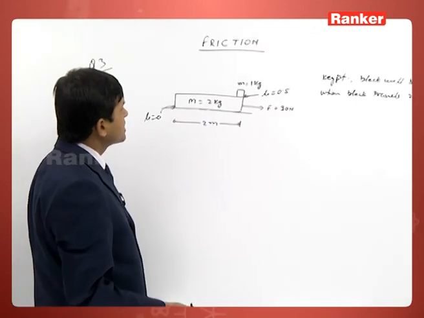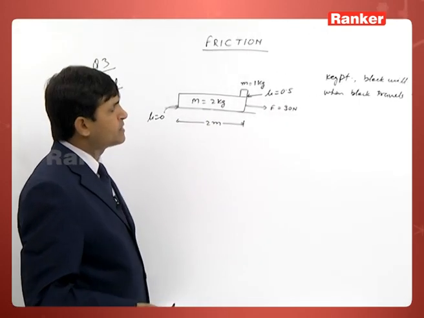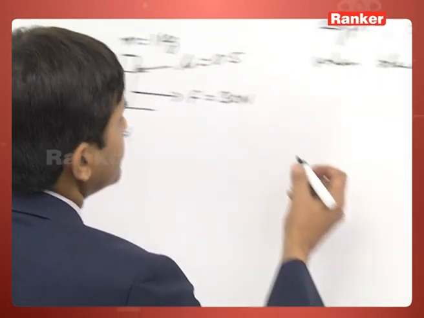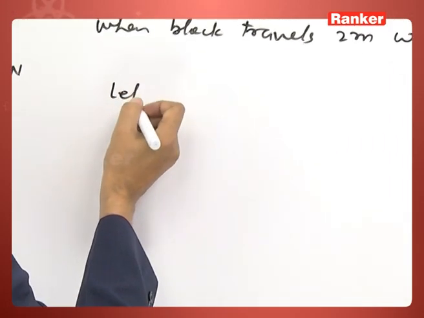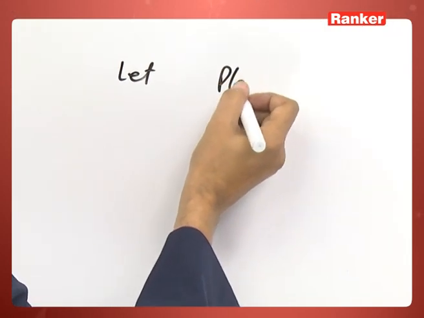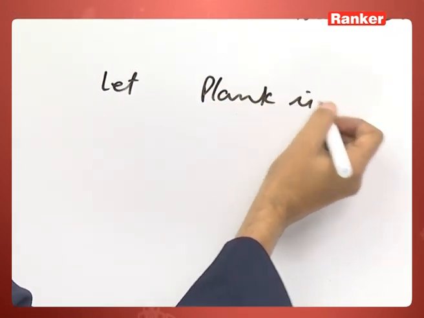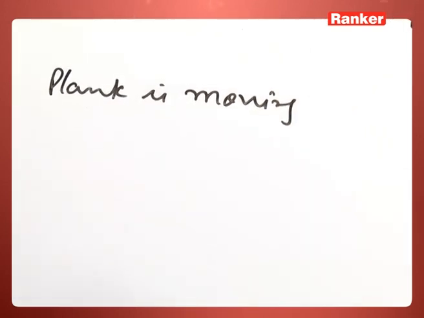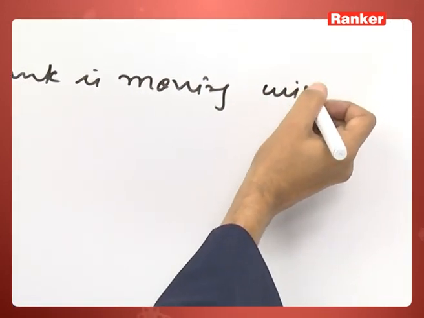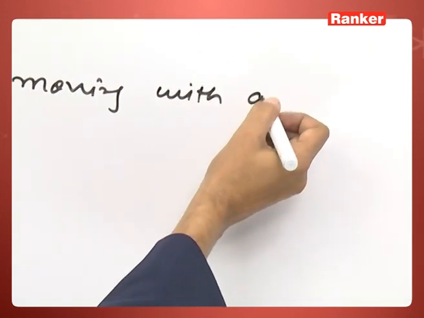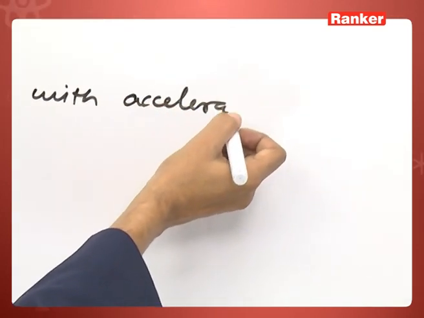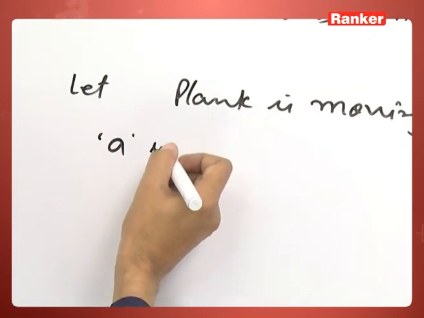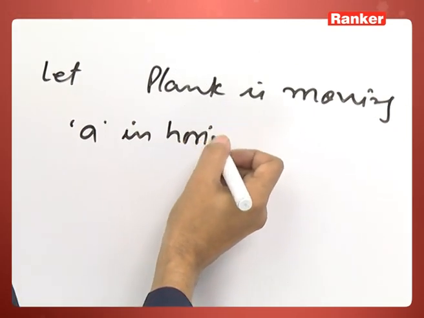So, we will make the FBD of the block with respect to the plank. So, first let the plank be moving with acceleration A in the horizontal direction.